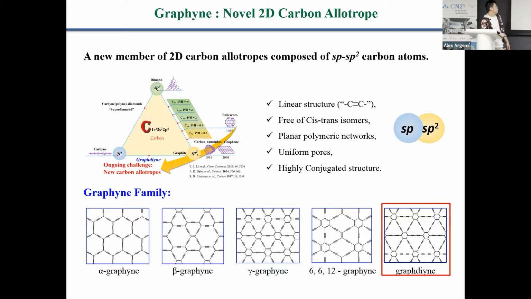The different connections can form different graphynes. We can form alpha, beta, gamma, and if we have two carbon-carbon triple bonds between the two benzene rings, we call it graphdiyne. This graphdiyne is the most widely studied, so I will mostly focus on it.